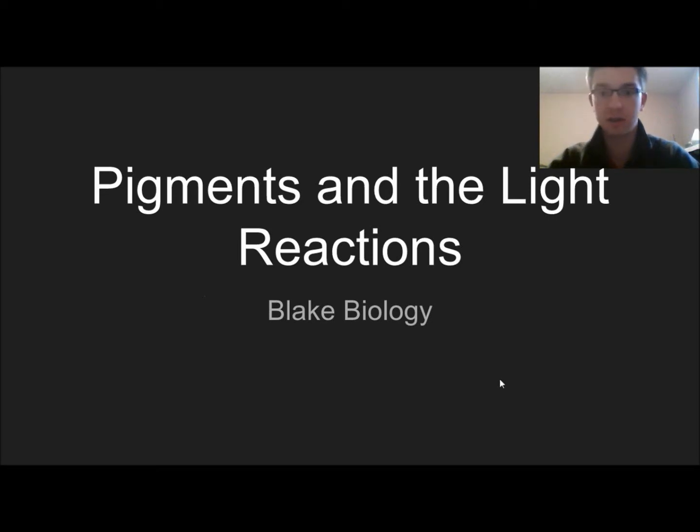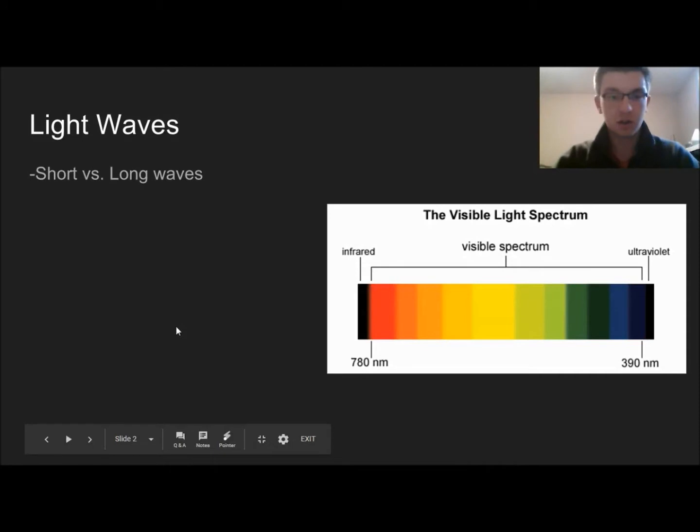Light reactions. So light travels in waves, and these waves our eyes can pick up. And the length of these waves depends on the color and the amount of energy. So shorter waves have more energy and longer waves have less. The shorter the length, the more violet the color is. The longer, the more red the color is.